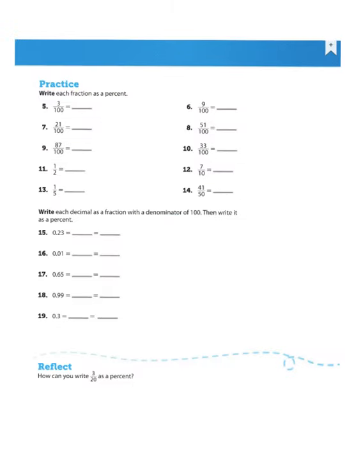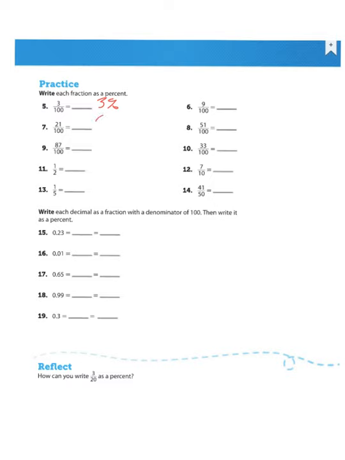On the try this, let's take a look at the ones that are all out of 100 because those are going to be our easiest ones. So let's start with those first. So if it's already out of 100, you are just using the numerator as your percent. So we're turning each fraction into a percent. So 3 over 100 would be 3%.